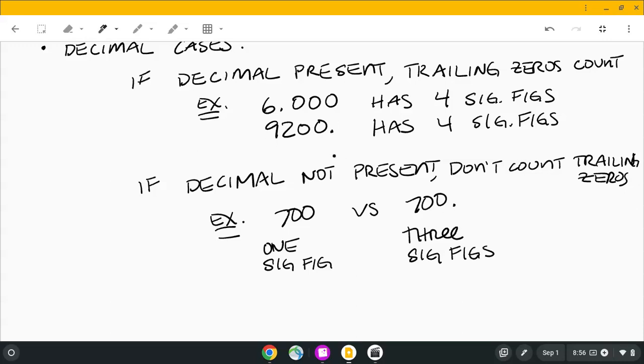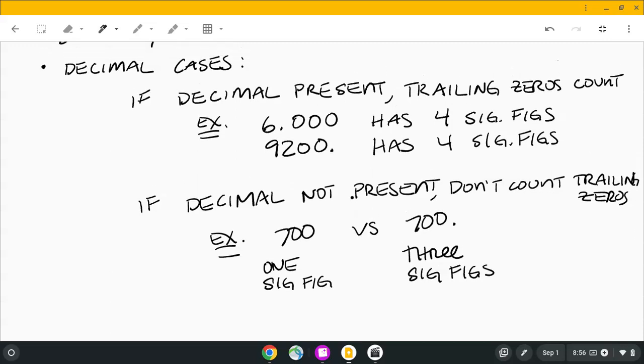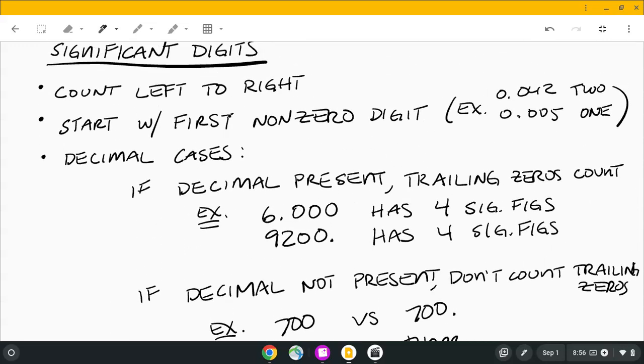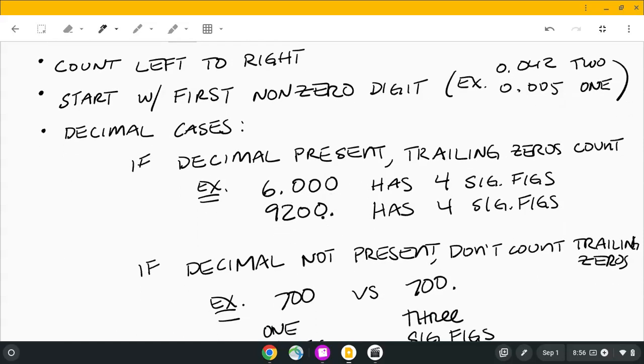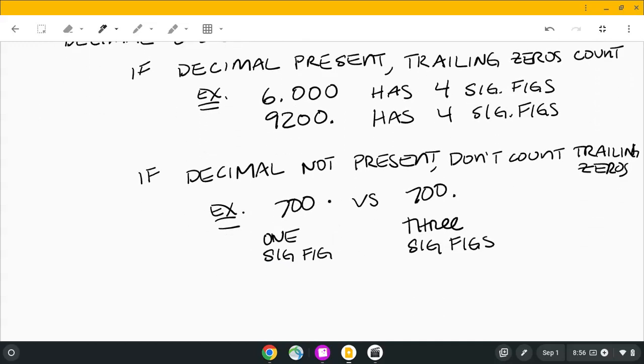So that's basically what you have to remember. You have to start your counting with the first non-zero number. Zeros before it don't count. You have to start there. And then the trailing zeros only count if the decimal is present. If it's not present, they don't count. So you only have 1 significant figure.